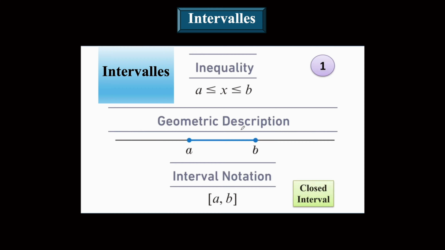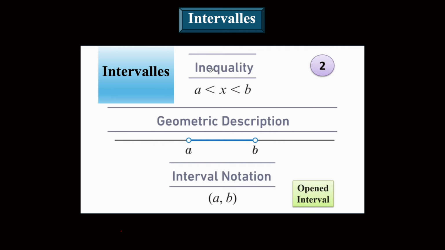Now, the geometric description for that: since we have equal here, a is smaller or equal to x, so we put our closed point, and we say from a included until b. Here we have equal too, so until b included also. Interval notation for that, we put our square brackets and we say from a included until b included.